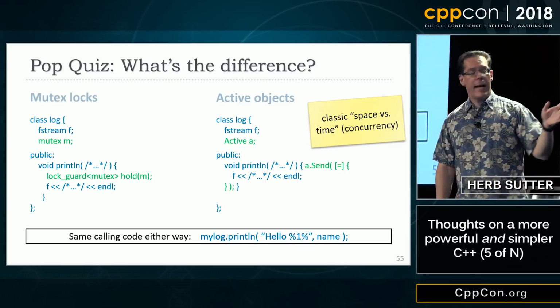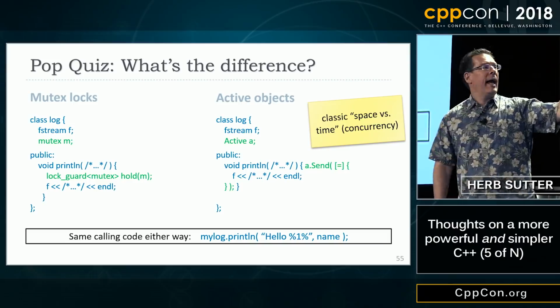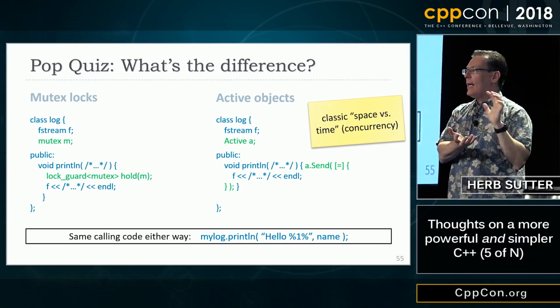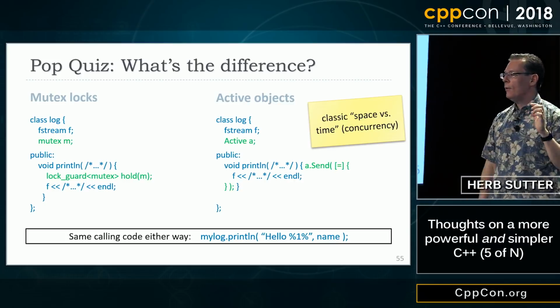And we can write this today. And notice the pattern. You make active your last member, and then you write every member function. You wrap its body in an a.send lambda. That's what we teach people today as the convenient way to write this.